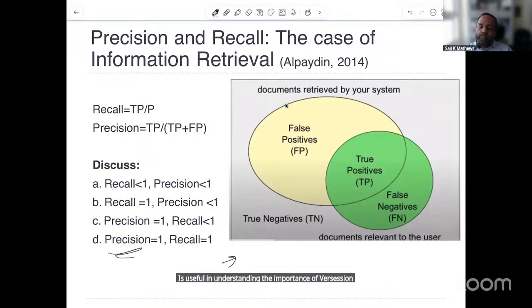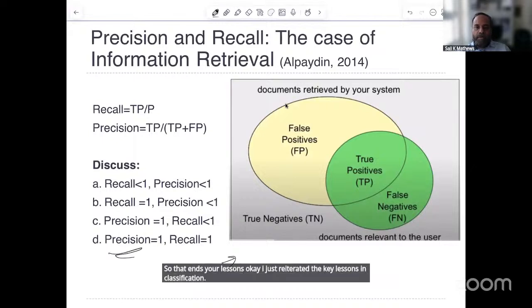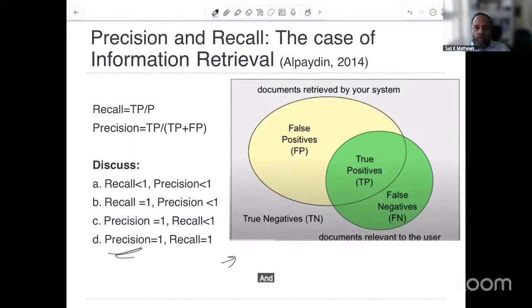Okay, so that ends your lessons. I just reiterated the key lessons in classification, and you can ask more questions from the chat box. Maybe I will stop sharing this unless there is any question.